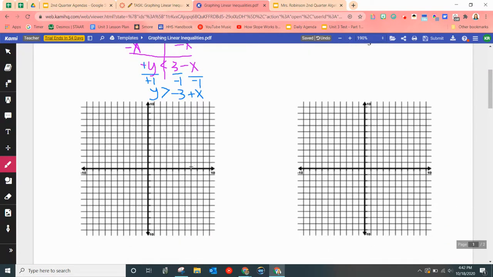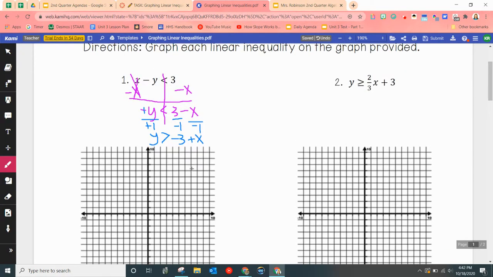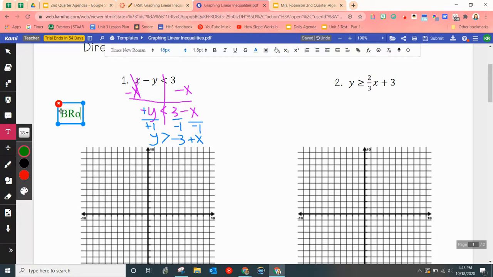Now, to help you get the picture of the line, let's first come over here and let's ask ourselves, is it going to be a solid or a broken line? So look at your symbol. There's no line under my symbol, so I know, I'm going to type this, it'll be faster. I know I'm going to have to use a broken line. Now I want you to write this on each one. And is it going to be shaded above or below? Well, it's greater than, so it's going to have to be shaded above. So I know I'm going to shade above.